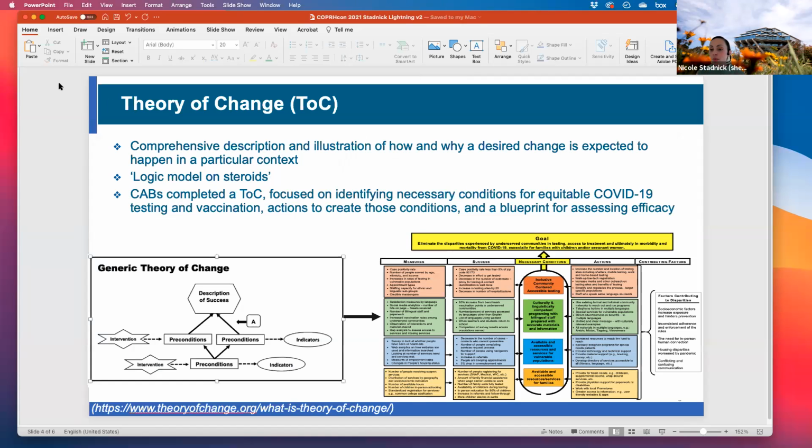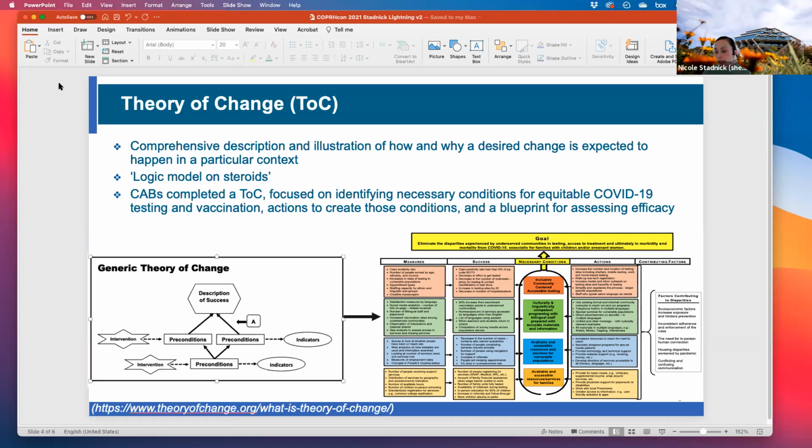So our methods, we've been engaging in the theory of change process over the past 6 months or so with our advisory boards. And many of you might be familiar with the theory of change. Lovingly, it's referred to as a logic model on steroids. It essentially allows multiple stakeholders to engage in a process of elucidating a description and an illustration of how and why a desired change, for us this was equitable COVID-19 testing and vaccination, is expected to happen in a particular context.